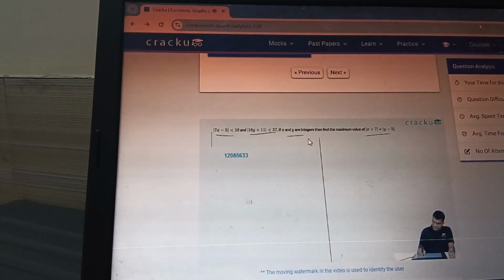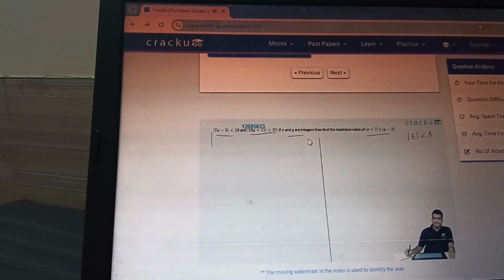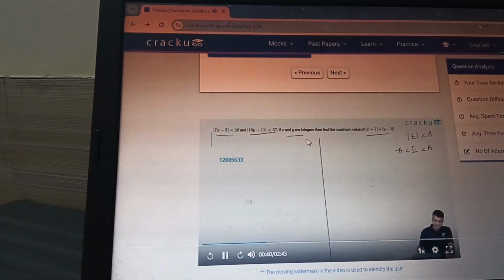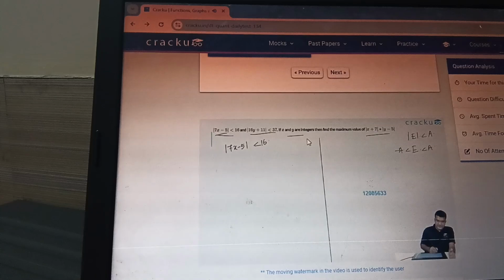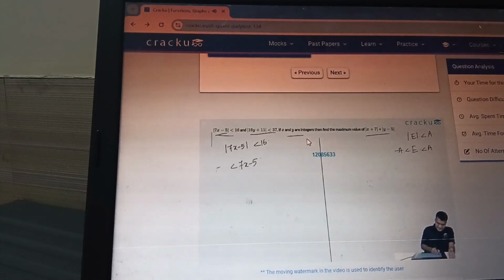If you are told that modulus of an expression e is less than a positive number a, it would imply that e is greater than minus a and e is less than a. In this particular case, if you are looking at the given inequality, it is modulus of 7x minus 5 is less than 16. This would imply that 7x minus 5 will lie between minus 16 and plus 16.